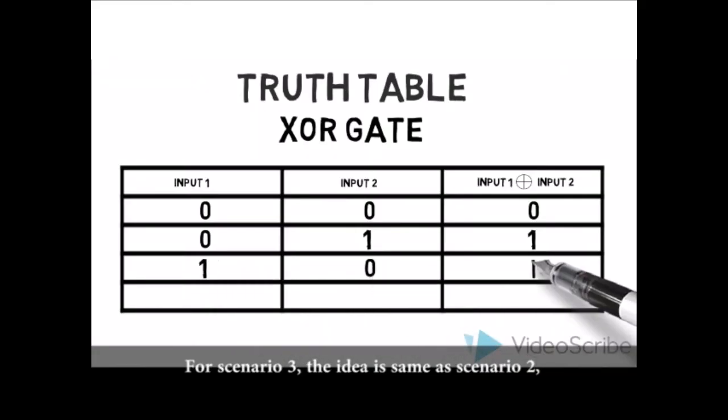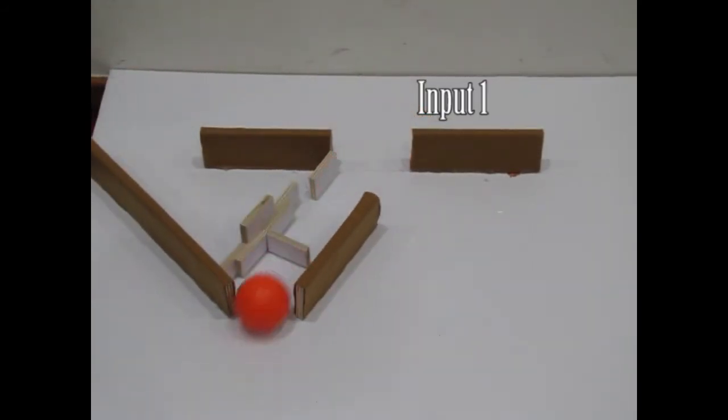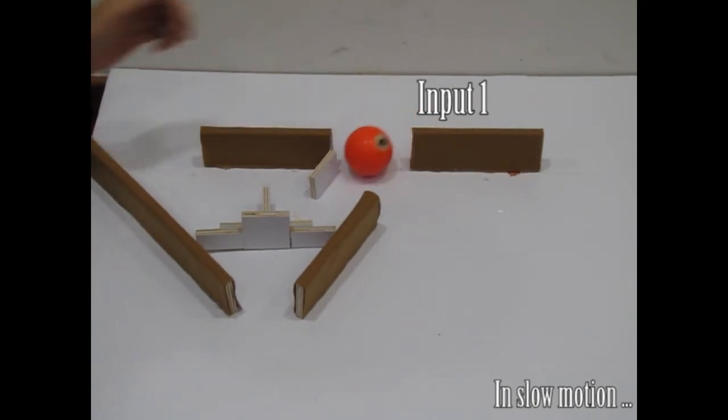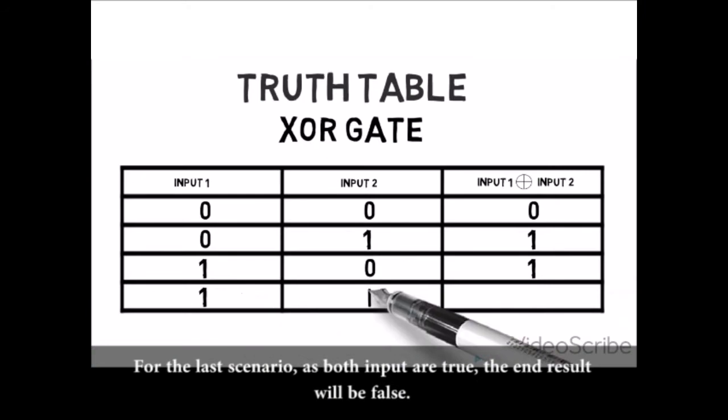For scenario 3, the idea is the same as scenario 2. There is only one input true. Hence, the end result will be true. For the last scenario, as both inputs are true, the end result will be false.